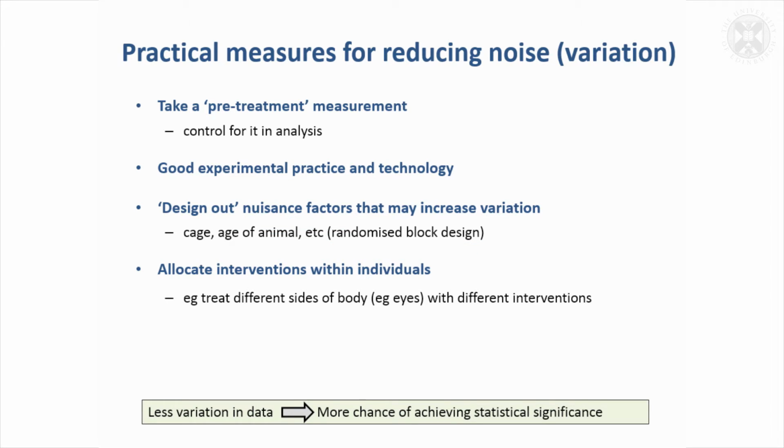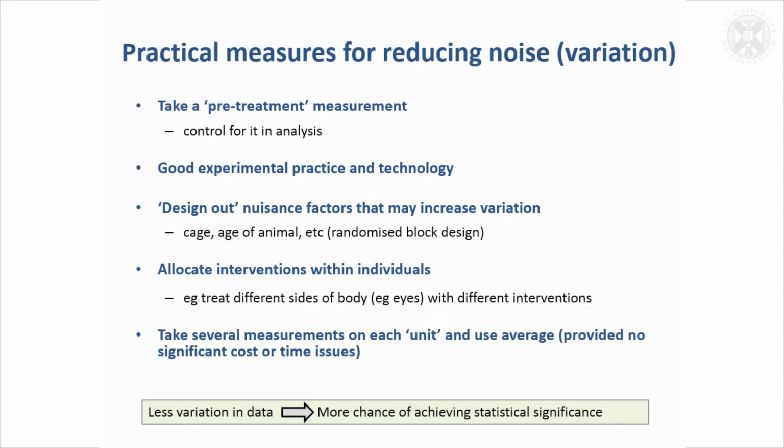In some cases, it's possible to allocate interventions within individuals. Often this isn't really practical, but sometimes it is. For example, if you could treat different sides of the body, perhaps there's a treatment for eyes, then you give it different interventions. Then by comparing within the individual so that the results are actually paired, that will reduce the variability in doing your comparisons. So that also increases the chance of statistical significance.